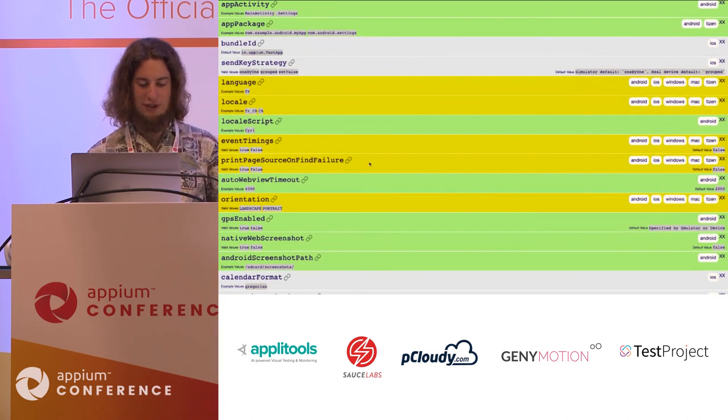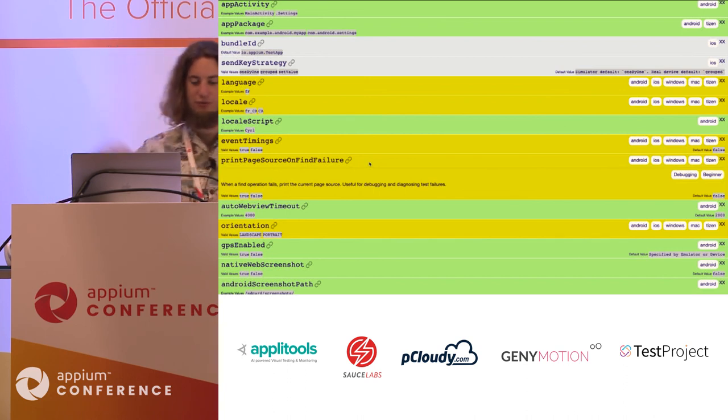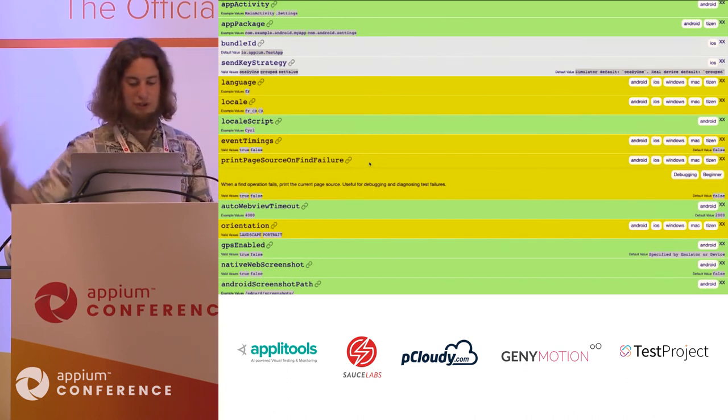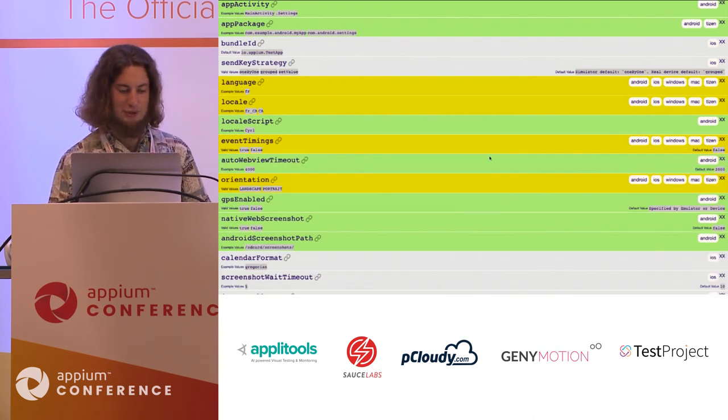Print page source on find failure. Looks like this isn't all of them. So whenever a find operation fails, it's going to print the current page source. It probably makes your logs very busy though.